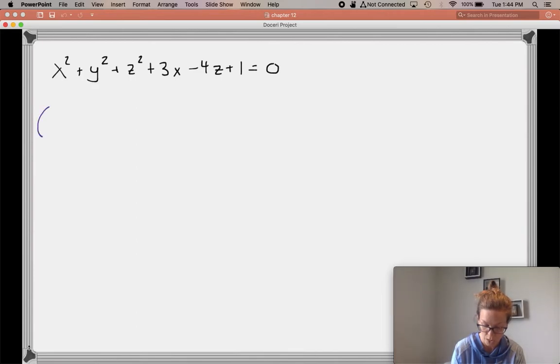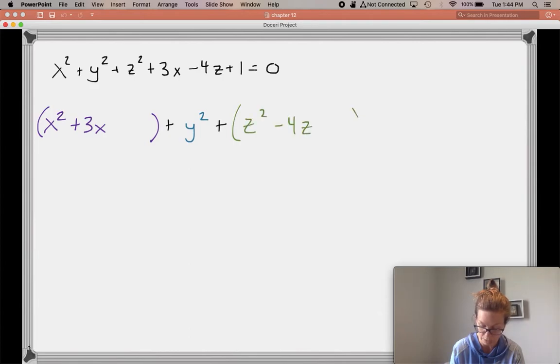I'm going to take the x variables and I'm going to group them up and intentionally leave a space, plus the y. Well, there's only one y variable, it's just the y squared. There's not a linear y, so just leave that. And then the z, we got z squared and minus 4z, and I'm going to leave a space, and I'm going to say that is equal to, and I'm going to subtract that 1 over to the other side there.